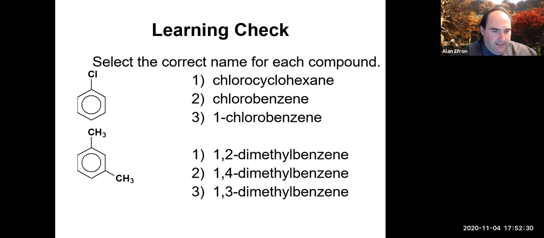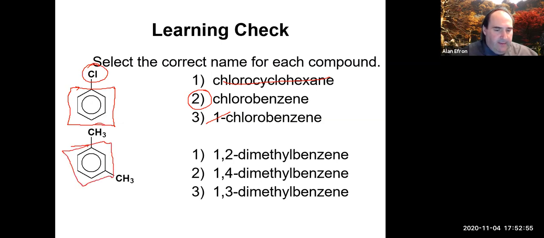Okay, let's take a look and see here. So again, we have our benzene ring, obviously, and we have one group attached, which is a chloro. And again, because it's only one group attached, chlorobenzene will work there. Again, it's not cyclohexane because that has no double bonds, and you don't really need the number here because it's only one group attached.